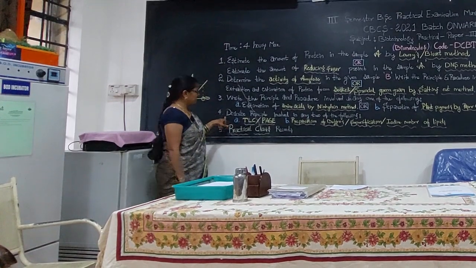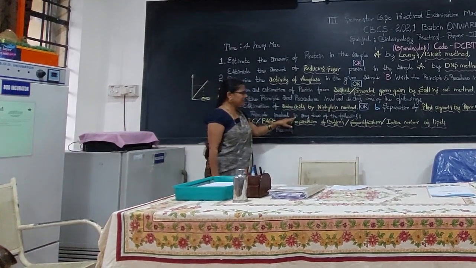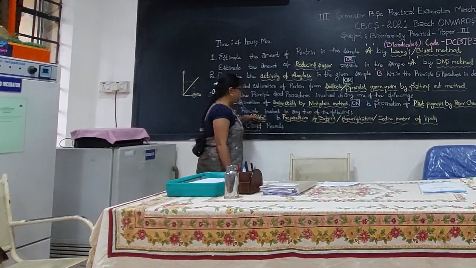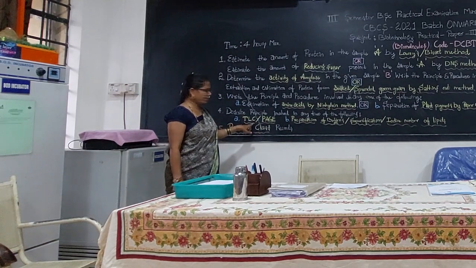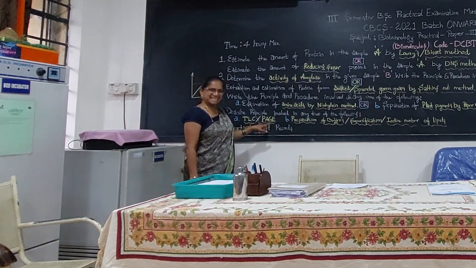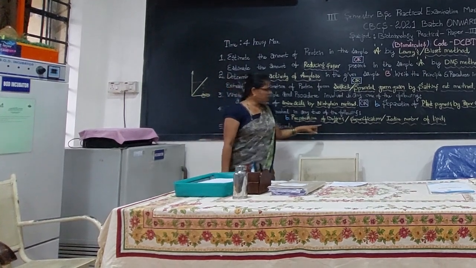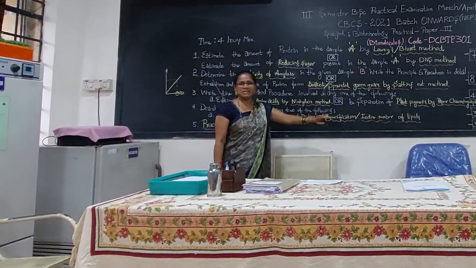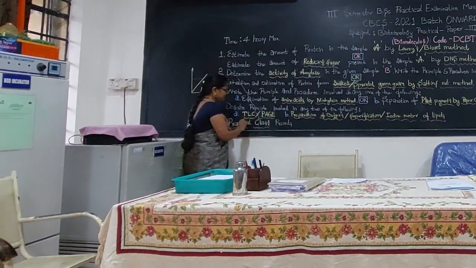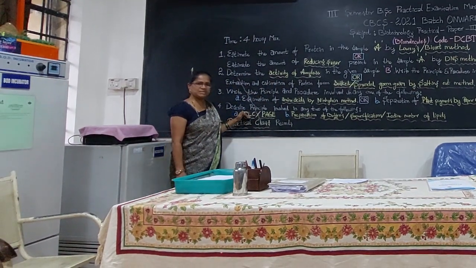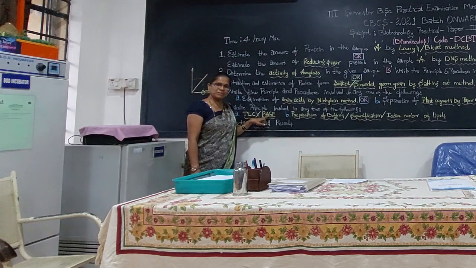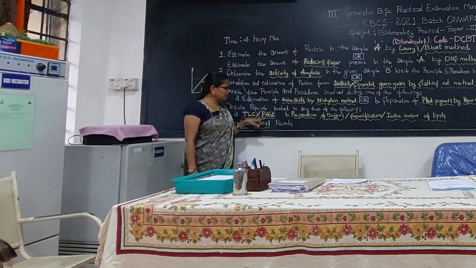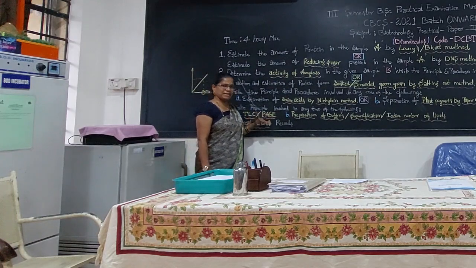Then the 4th question, describe the principle involved in any two of the following. Any two of these you are going to get. That may be TLC, thin layer chromatography, or PAGE, polyacrylamide gel electrophoresis, or preparation of buffers, saponification, iodine number of lipids. For example, for TLC: what is the full form of TLC, what is the purpose of doing TLC, write the methodology and applications. For PAGE, write the full form, where we are using it, what type of electrophoresis it is, and the applications.